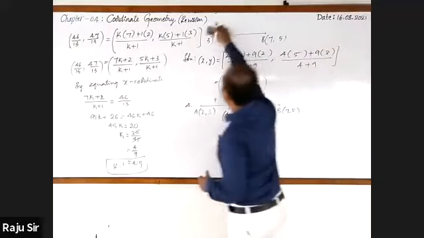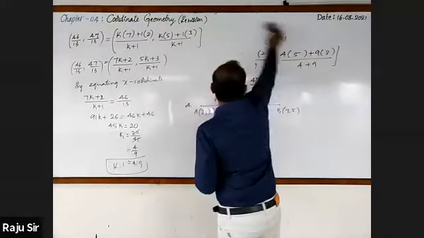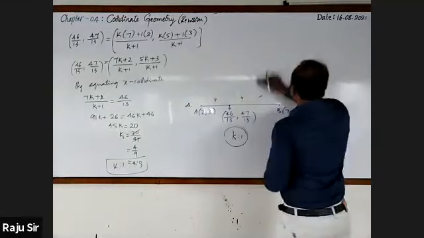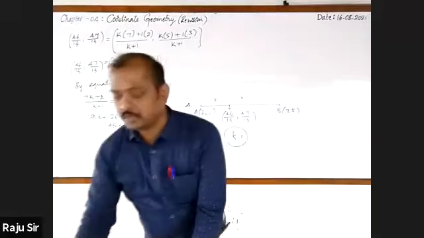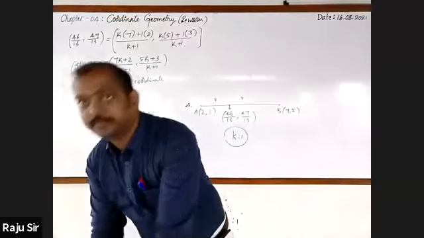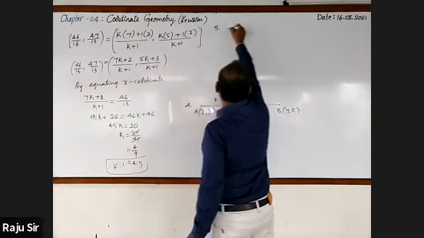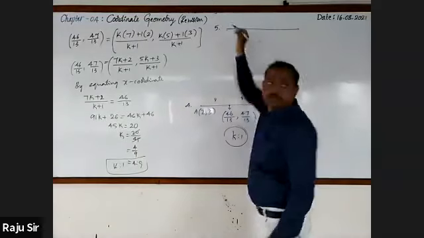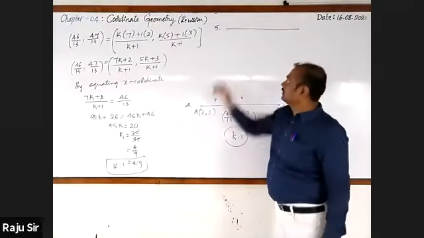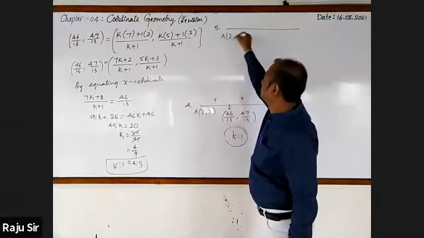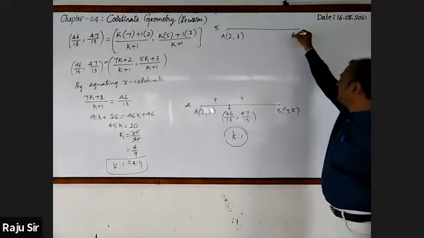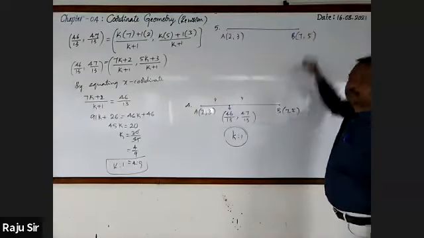Next, the fifth one. Again, I am going to take the same line with the same coordinate points. That is, A is (2, 3) and B is (7, 5).